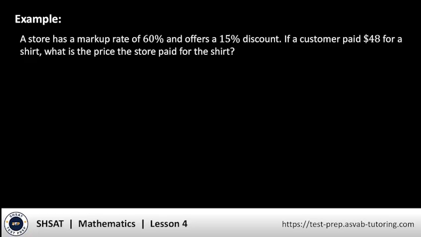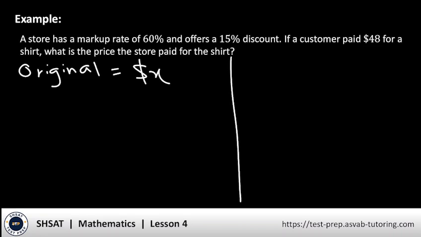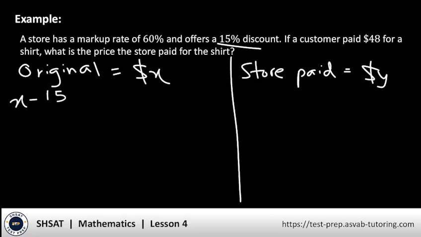Okay. So let the original price set by the store be X dollars. But how much did the store pay? Because that's what the question asked. So let's say the store paid a total of Y dollars. Initially, because there's a 15% discount, in the case of a discount, we are going to write X minus 15% of X, or 15 over 100 X, which gives us what? The customer paid $48 for this, right? So that gives me $48.